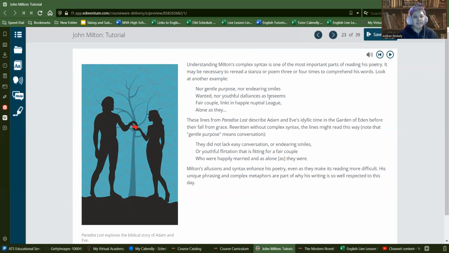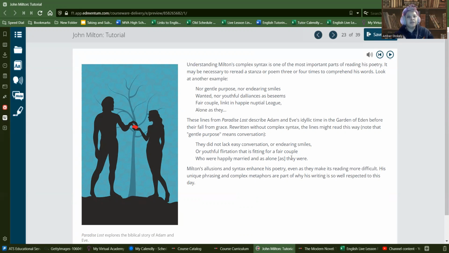And it says as beseems. Beseems is just an older version of seems. Beseems makes it more present tense. So as beseems, it means as fitting, as befitting a fair couple. And that's pretty much the definition that we have here.